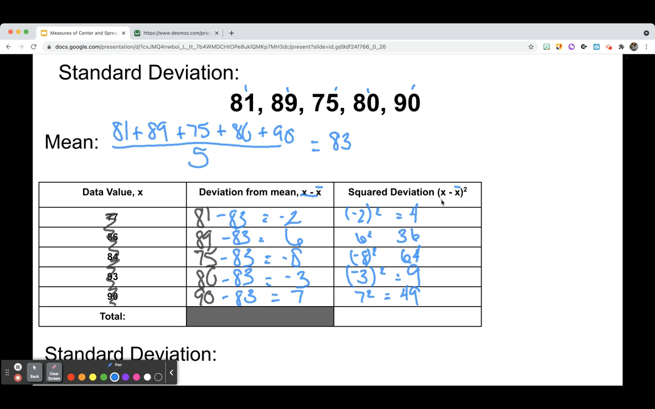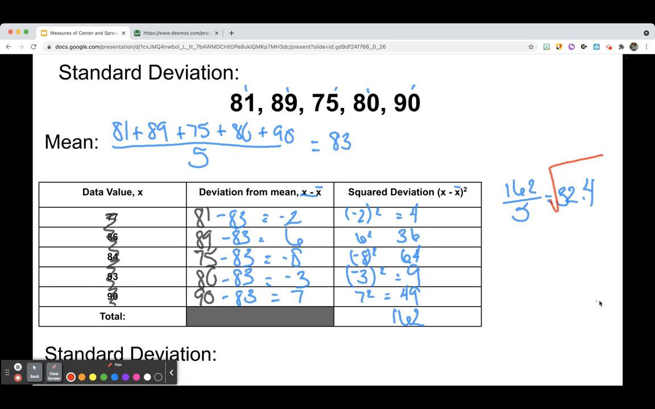So we need to add up all those together. So 4 plus 36 plus 64 plus 9 plus 49. Adding those together gives us 162. We're going to divide that 162 by the amount of numbers, 1, 2, 3, 4, 5. Okay, when I do that, I get the number 32.4, and the last and final step is to take 32.4 and take the square root of that number. So what is the square root of 32.4?